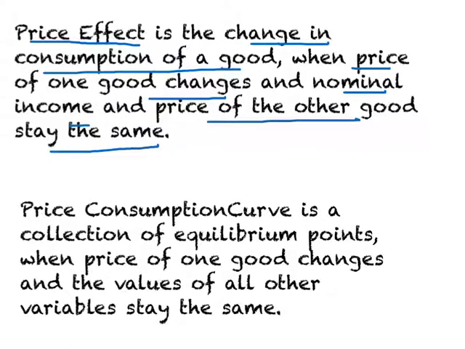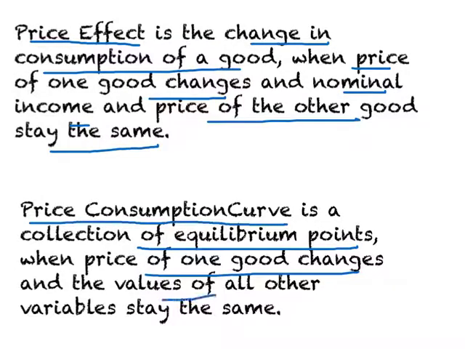So we know about price effect. Now in the previous slide you had equilibrium points like E1, E3 simply because we are trying to measure the price effect. If we join those equilibrium points E1, E3, what we are going to get is a price consumption curve. And what is a price consumption curve? It is a collection of equilibrium points when price of one good changes and the values of all other variables stay the same, namely nominal income and prices of other goods.